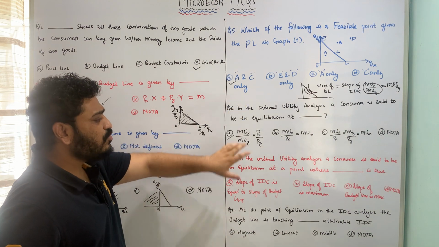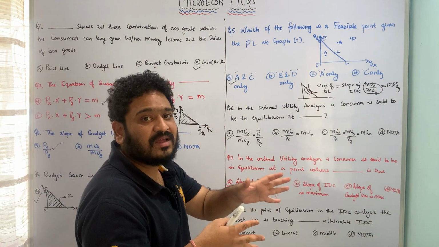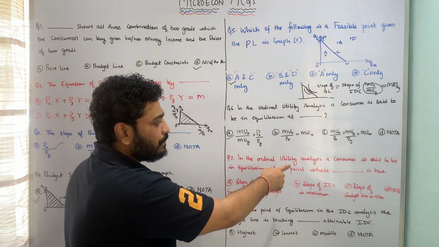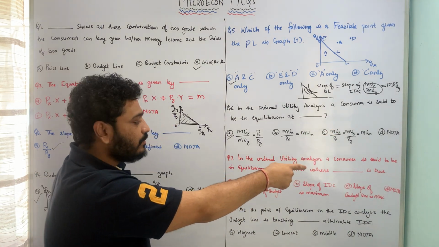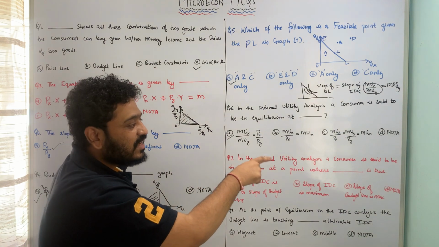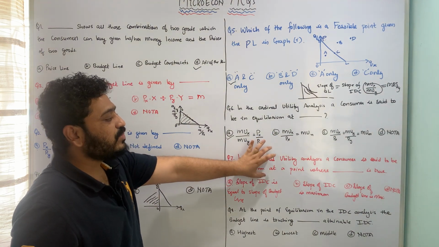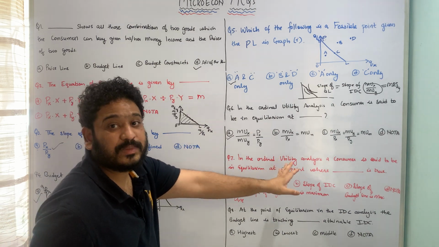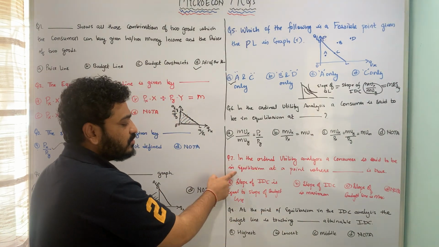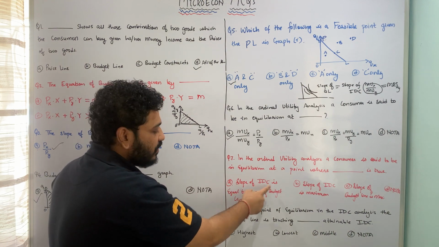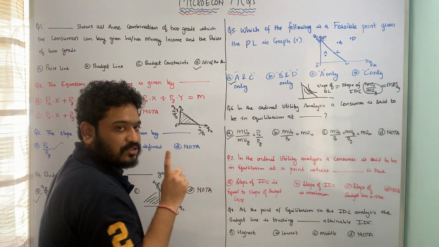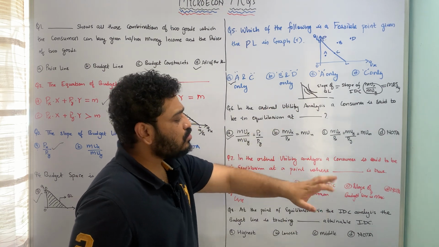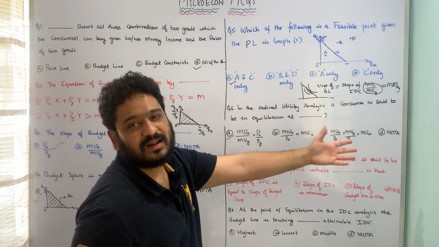Yeah, so let us now move to the next question, which is on similar grounds but in different terms. In the ordinal utility analysis, a consumer is said to be in equilibrium at a point where dash is true. Where is the consumer said to be in equilibrium in the ordinal utility analysis, and what condition has to be true for that? Let us look at the options. Slope of indifference curve is equal to slope of budget line, first option. Second is slope of indifference curve is maximum. Next is slope of budget line is maximum, and none of the above.